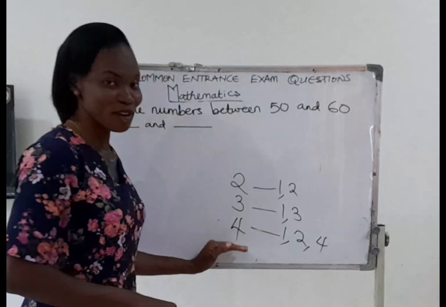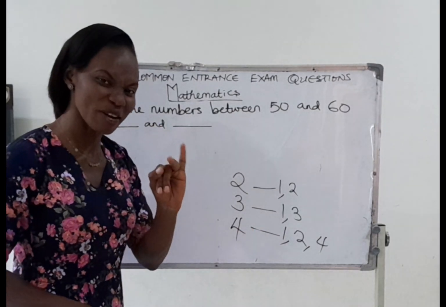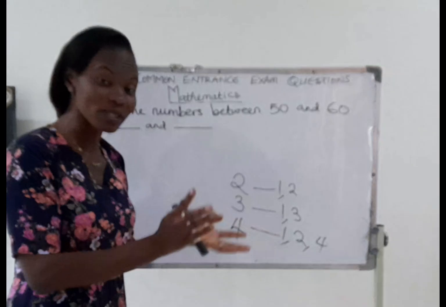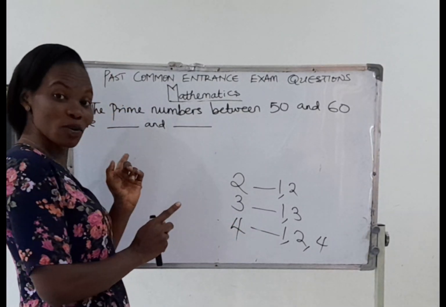So if you look at 5, 2 numbers can divide 5: 1 and itself. So this is the concept of prime number. So can we go back to the question?